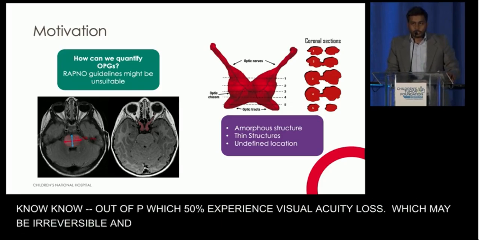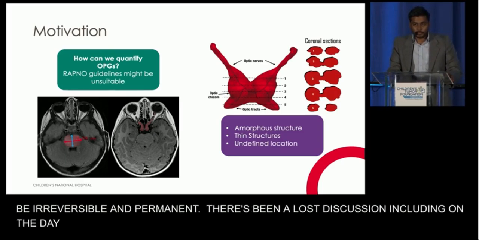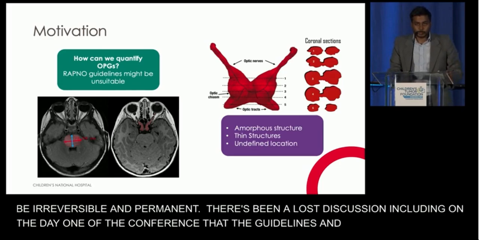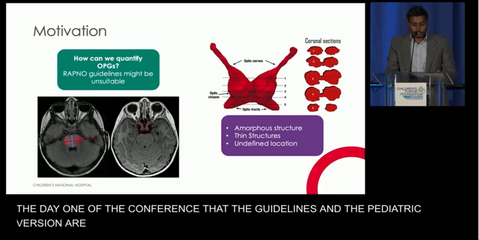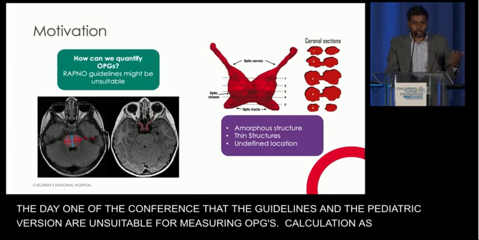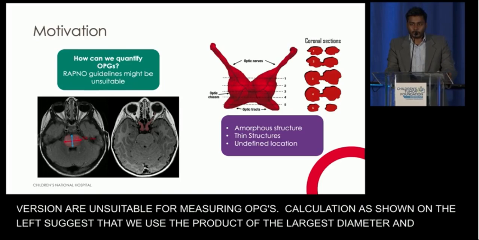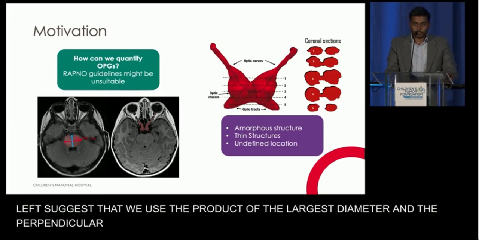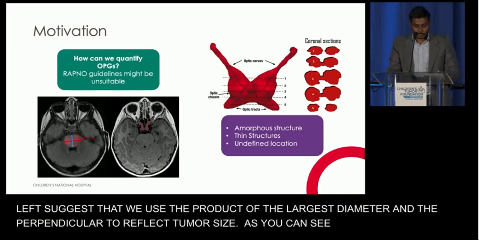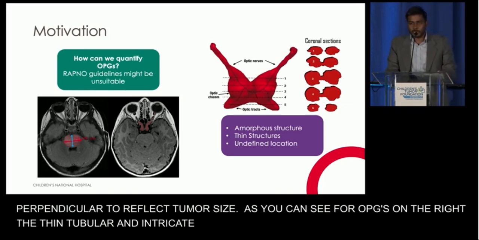There has been a lot of discussion, including on day one of this conference, that the RANO guidelines and its pediatric version, the RAPNO guidelines, are unsuitable for measuring OPGs. The RAPNO method for tumor calculation, as shown on the left, suggests that we use the product of the largest diameter and its perpendiculars to reflect the tumor size. As you can see for OPGs on the right, the thin, tubular, and intricate amorphous shape of the OPGs makes it difficult to use the RAPNO guidelines.